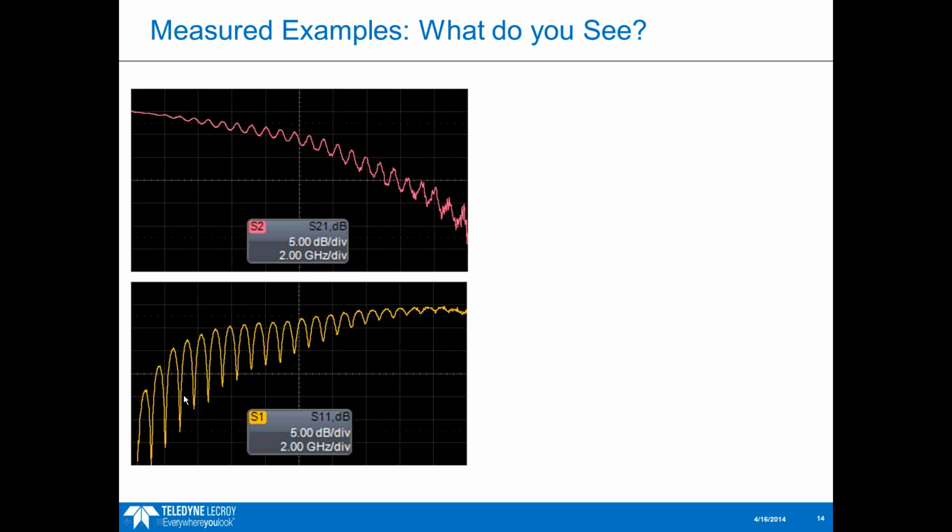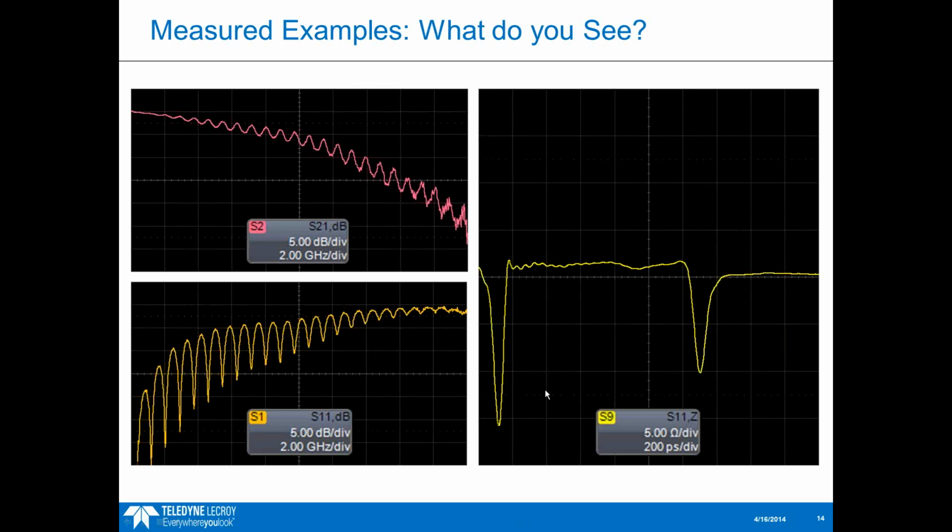So we can read a few things off of this. One is that there's clearly some loss in this transmission line because you can see the amplitude of the modulation decreasing as we go up in frequency. And there's also probably impedance discontinuities that are due to connectors, some narrow impedance discontinuity, because we can see the return loss is getting larger as we go up in frequency. So let's look at S11 displayed in impedance to see if our theory is correct.